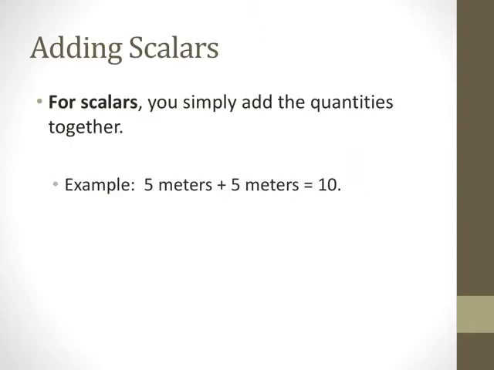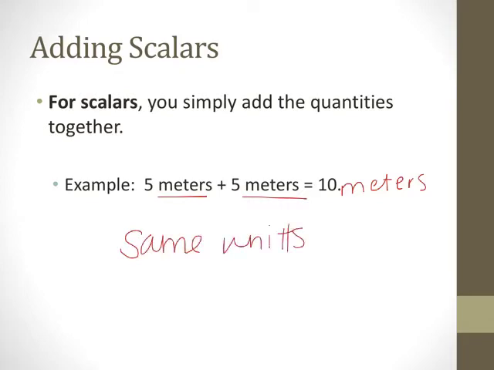So, scalars are fairly simple, just a number and a unit. Their addition is very simple as well. You literally just add the numbers. If you have 5 meters and 5 meters, the correct answer is 10 meters. The big thing you want to watch out for is to make sure you have the same units. This applies for all addition of quantities. Same units. Alright, so let's get to vectors.